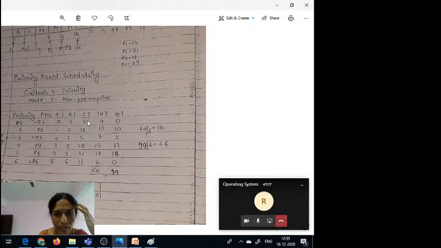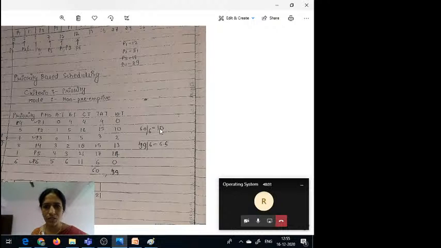Coming to the turnaround timings, that is completion time minus arrival time: 4 minus 0, 4; 16 minus 1, 15; 5 minus 2, 3; 18 minus 3, 15; 21 minus 4, 17; 11 minus 5, 6. This gives a total turnaround time of 60. Coming to the waiting timings, that is turnaround time minus burst time: 4 minus 4, 0; 15 minus 5, 10; 3 minus 1, 2; here 13, here 14; next 6 minus 6, 0. So the total waiting time is 39.